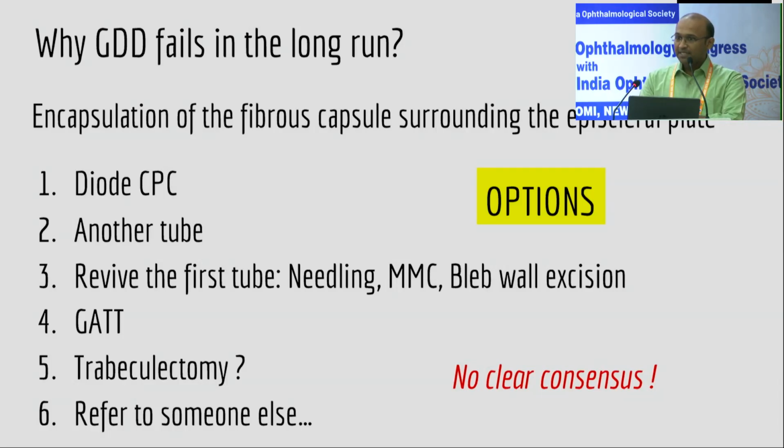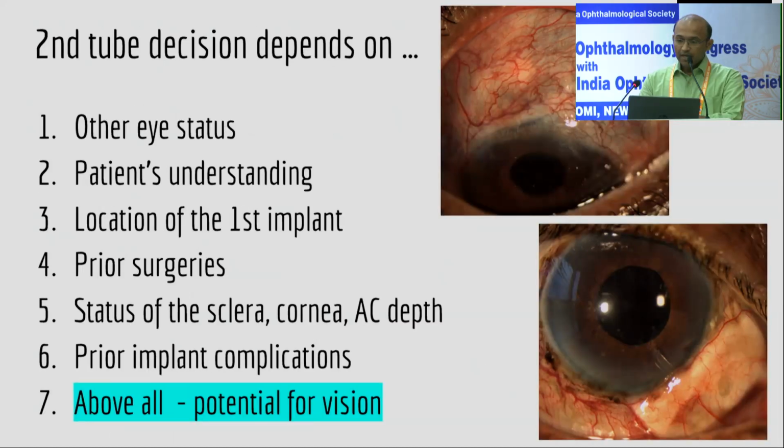Since we have different options, it is so clear that there is no clear consensus on the management after a failed GDD. So before going to the second tube, this decision depends on the other eye status, the patient's understanding of the disease, the location of the first implant. So if you have a supratemporal one, you can also try an infranasal implant later, and also the prior surgeries the patient had. Of course, the status of the sclera.